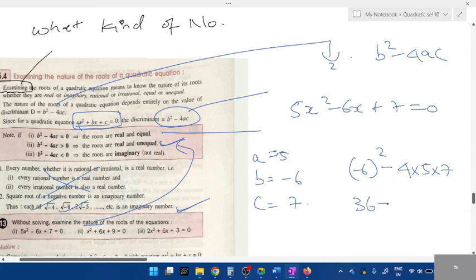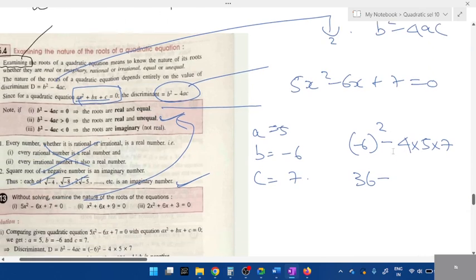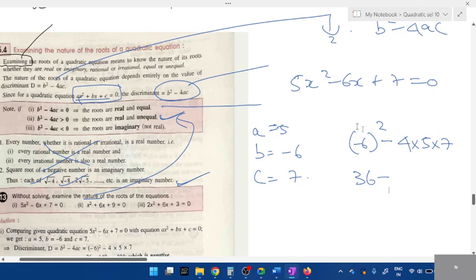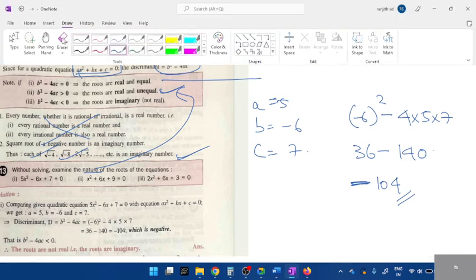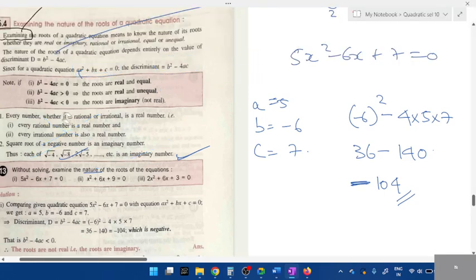36 minus. What's the answer? 4 5s are 20. 20 into 7 is 140. Okay, 140 minus 7. 36 minus 140 is negative 104. Is 104 positive or negative? Negative. If it is negative, which out of these three options will you choose?